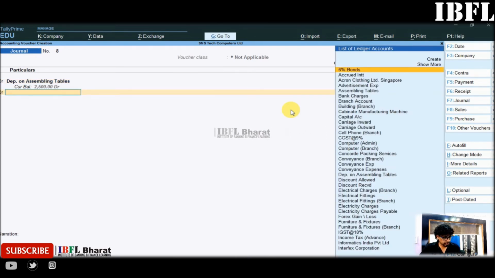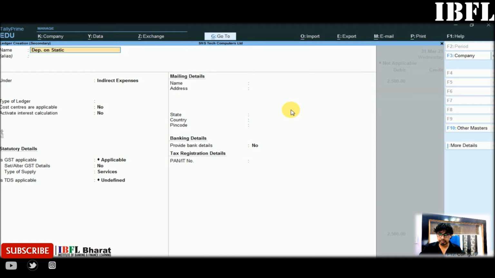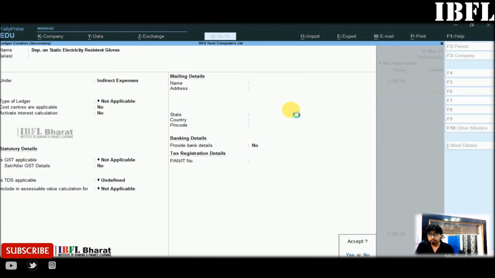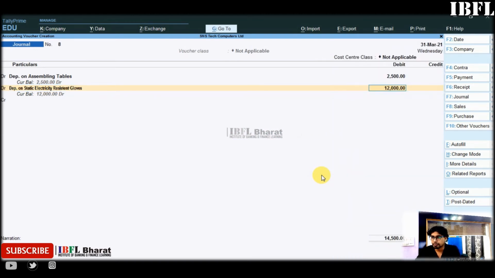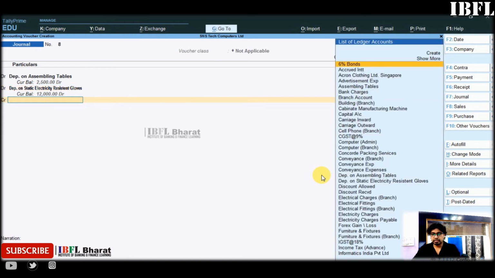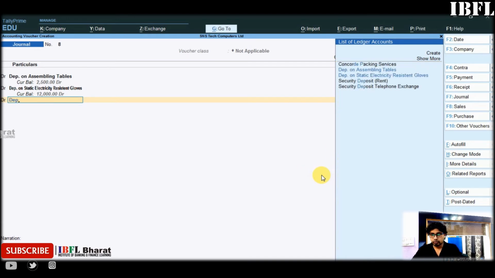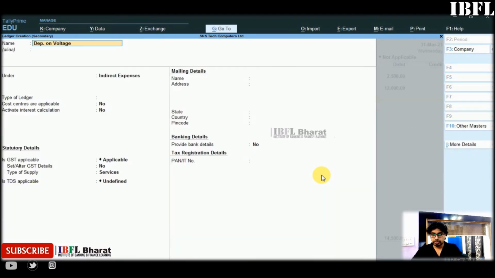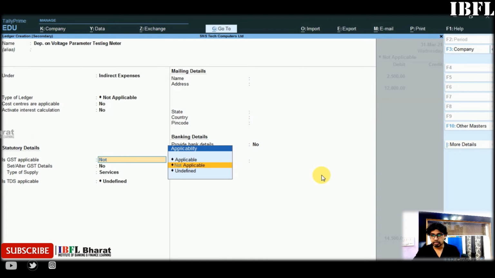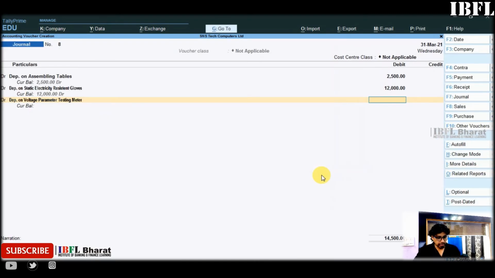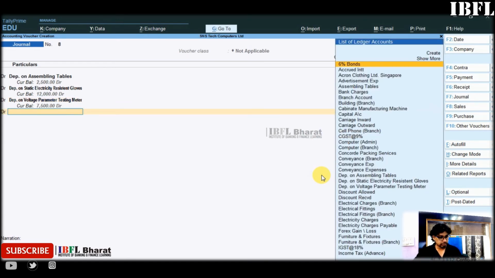Next is DAP on static electricity resistant gloves. Press Alt C. DAP on static electricity resistant gloves. So we made the ledger of depreciation of static electricity resistant gloves, and the depreciation amount is 12,000 rupees. The next ledger we are preparing is of voltage parameter testing meter. Tap on Alt C, tap on voltage parameter testing meter. This is also our indirect expense, but we have to make it not applicable and accept this ledger. The amount of depreciation is 7,500 rupees. Again we will take it as debit.